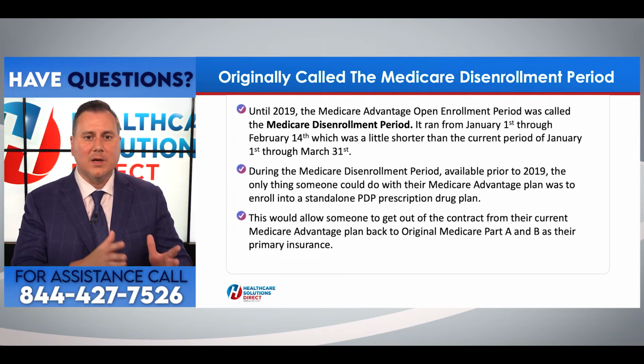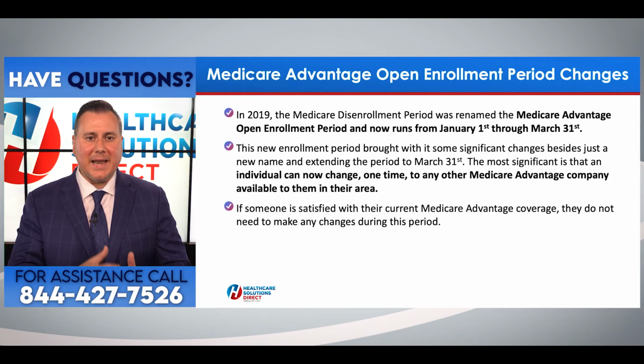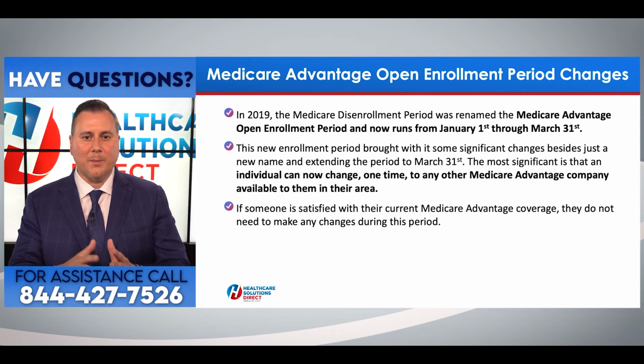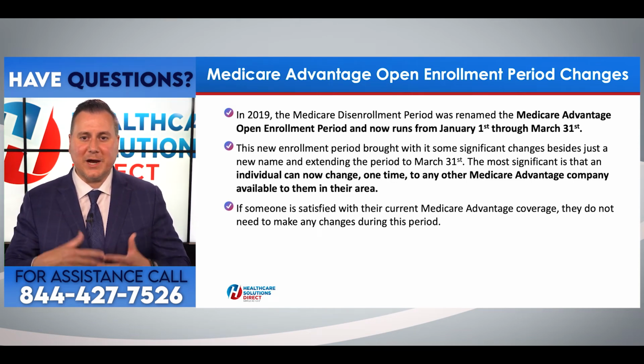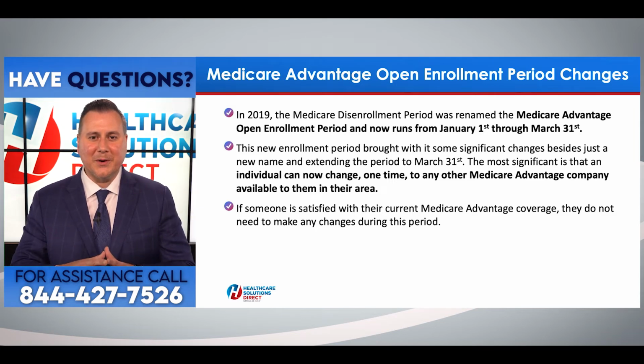So that was what happened before 2019. Now, as of 2019, the Medicare Disenrollment Period was renamed the Medicare Advantage Open Enrollment Period, and it now runs from January 1st through March 31st. So now you're caught up on this enrollment period. It's now called the Medicare Advantage Open Enrollment Period that runs between January 1st through March 31st.